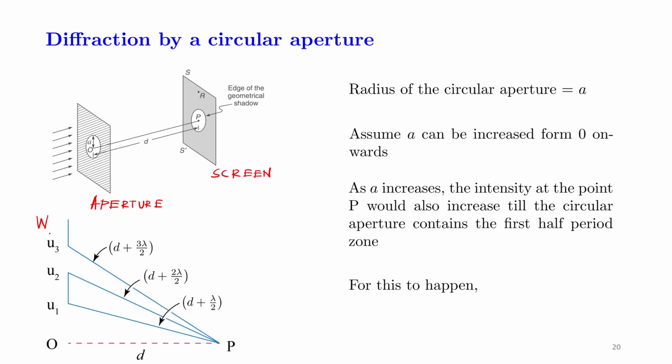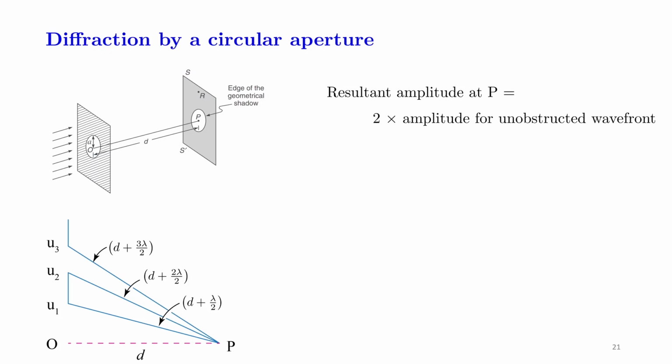As the aperture size increases, the intensity at the point P would also increase till the circular aperture contains the first half-period zone. And for this to happen, the radius of the circular aperture has to be equal to square root of lambda times d. Now, the resultant amplitude at P is twice the amplitude of unobstructed wavefront. In the case of the unobstructed wavefront that we have discussed earlier, we have found that this is u1 over 2.